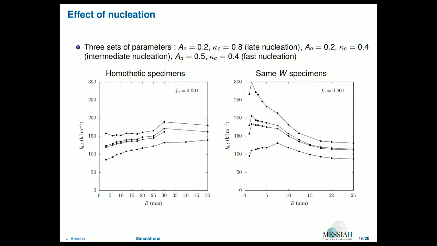Basically, what you have to conclude from that is that if you want to have the bump, you only get it if you have nucleation. Without nucleation, you cannot get the maximum, where the toughness increases and then decreases. You can obtain that only by adding nucleation together with growth.